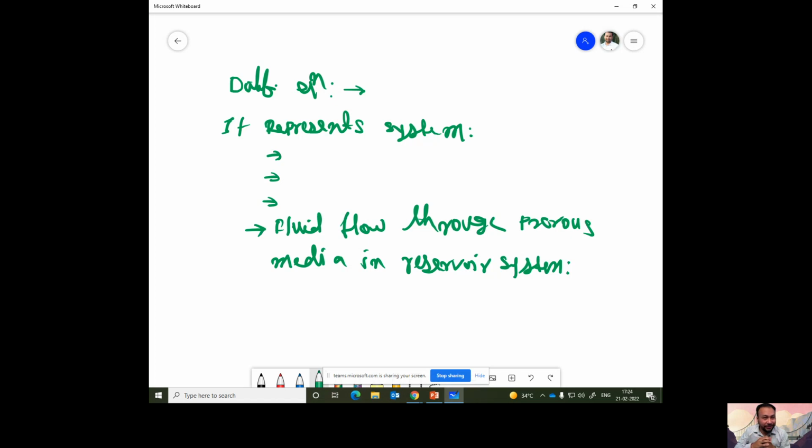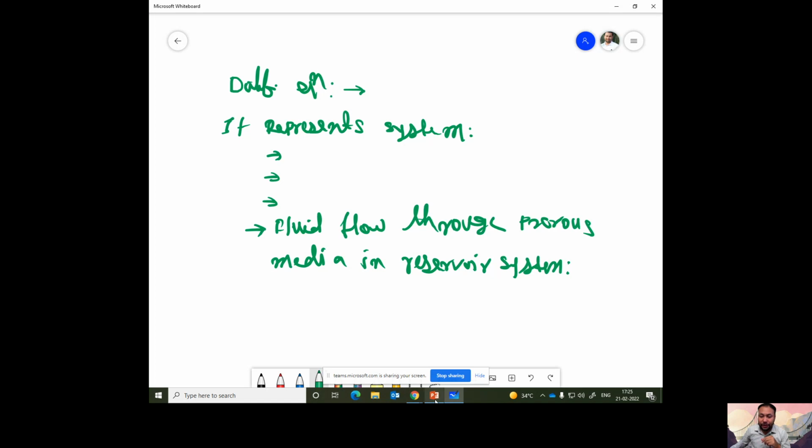What are the parameters? If I want to represent a biological system, I should understand the human biological system. Then only I can write a differential equation which can represent the blood flow through the human body. Okay, this is basically what we define as the physical meaning of the differential equations.